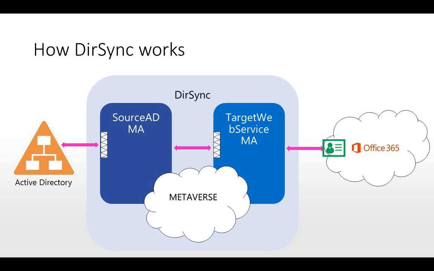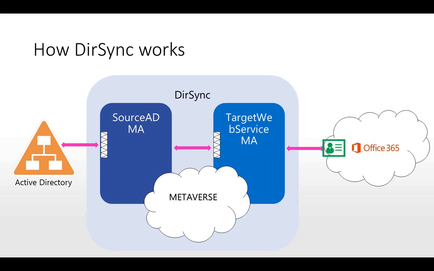But before diving into the user interface and actually showing how to deal with that, let's take a look at the next slide where I give you a high-level overview about how DirSync works. And it's basically a two-step process. So the first step is pulling in the data from Active Directory into the metaverse. And then the second step is reading the objects from the metaverse into Office 365 and pushing them there.